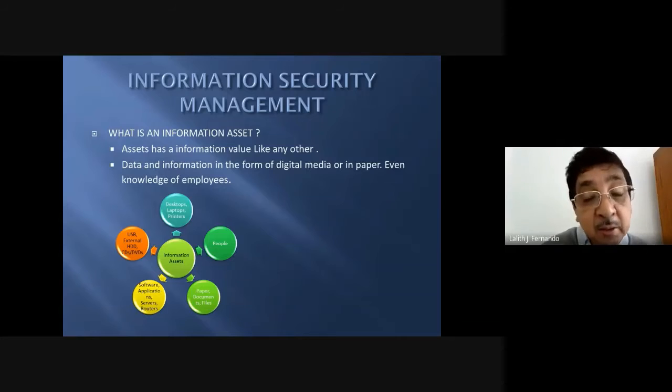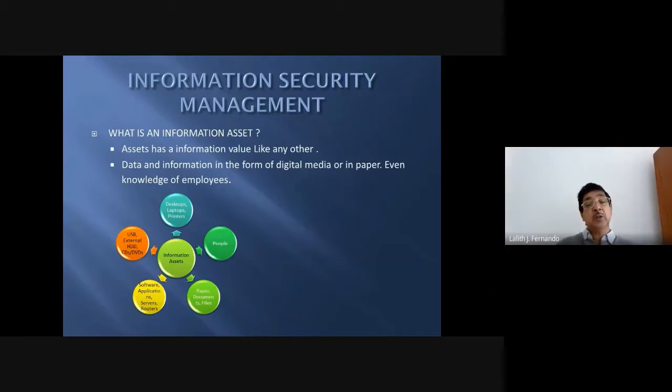Then you have people. Because if people are there with the information technology knowledge, that is also taken as information assets. Then paper and documents, that is also the files and all sort of things are coming under information assets. Then software applications, servers, routers and all. Then USB, external HDD and CDs, DVDs and all are coming under information assets.